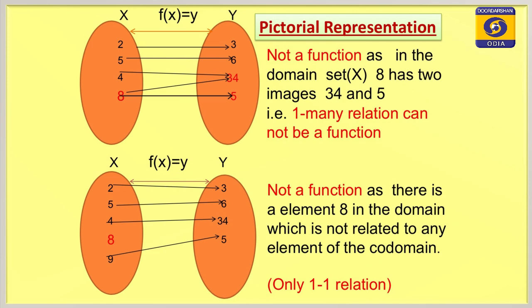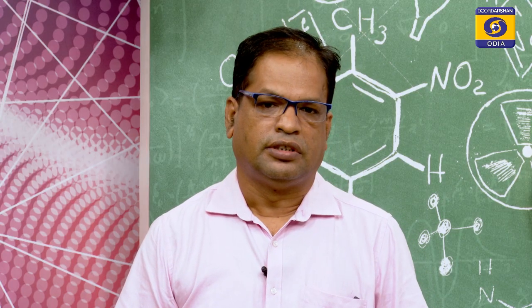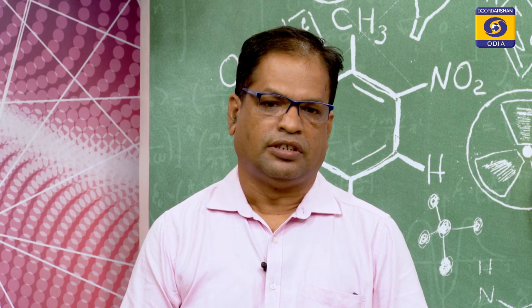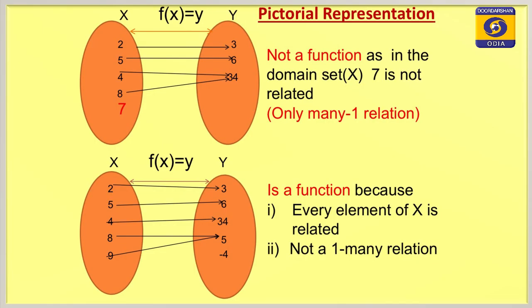And in second case, you see the domain set X. Already you know what is domain. Left hand side set is known as the domain set. Element 8 is not related, although it is a one one relation, but since domain set X has element 8 which is not related, that is not a function, that is only a one one relation. Now, you see another picture on your screen. There is an element 7 that is not related in the domain set X. Of course, that is only a many one relation, but that is not a function.